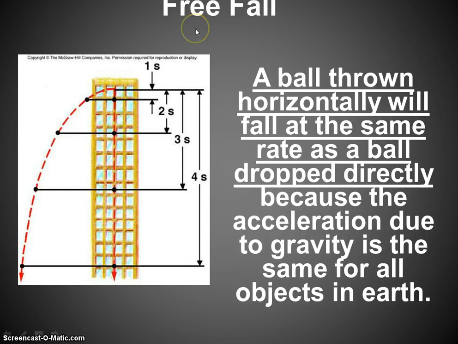Back to the concept of free fall, because gravity is affecting all objects the same way, right? If you drop a ball straight down here, and if you throw a ball off the side of the building, they're going to still fall at the same rate. Okay, they're going to hit the ground at the same time because gravity's pulling them down at the same rate, and they'll be affected by wind resistance, air resistance, that fluid friction at the same rate because it's the same ball.